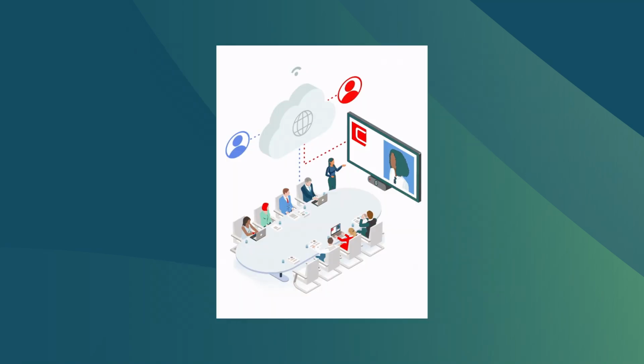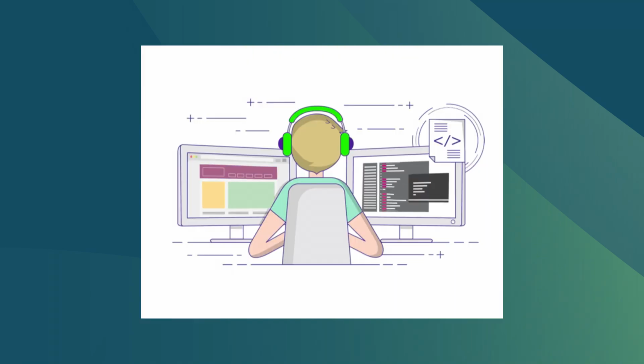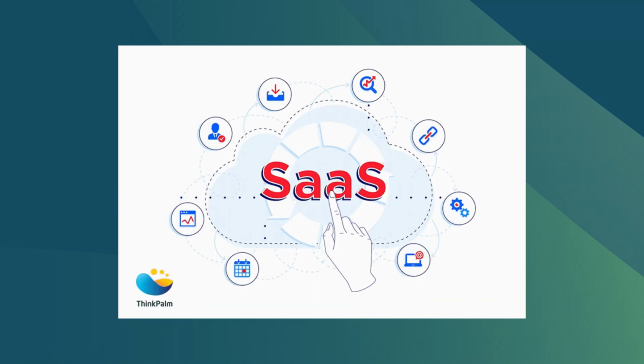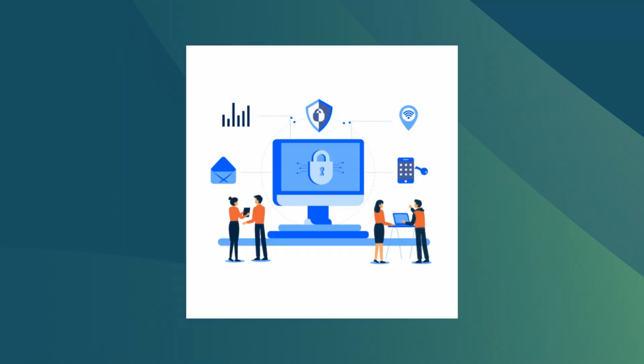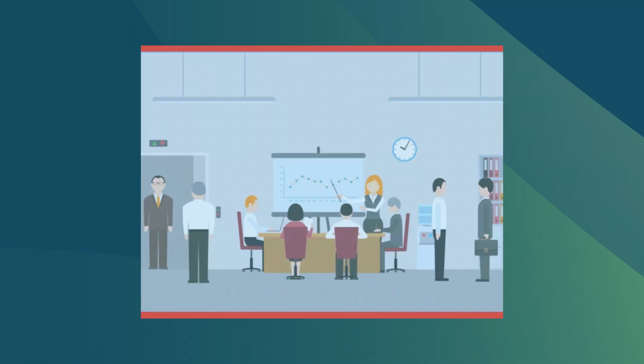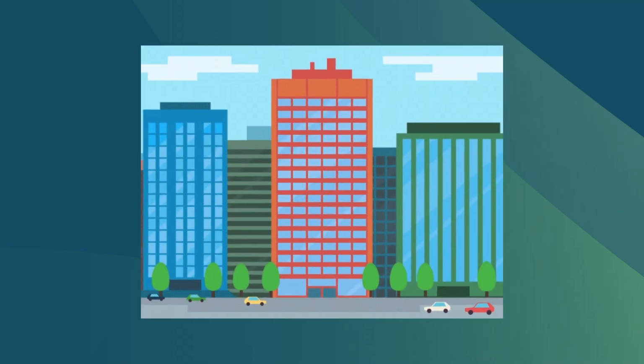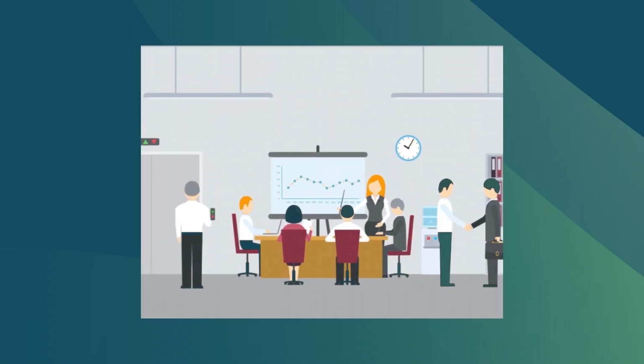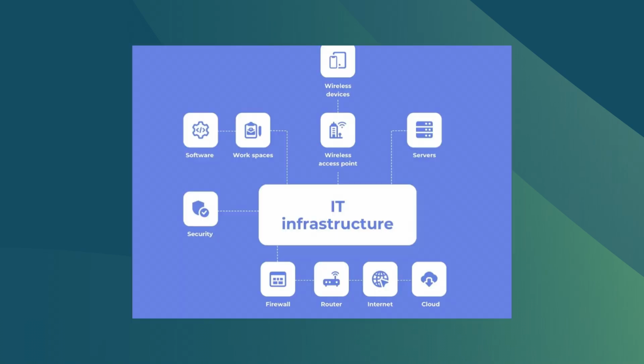IT infrastructure is the foundation that supports an organization's digital operations. IT infrastructure includes hardware, software, networking, and security components that work together to deliver IT services. Without IT infrastructure, modern organizations would not be able to operate efficiently. This diagram shows how IT infrastructure components are connected.